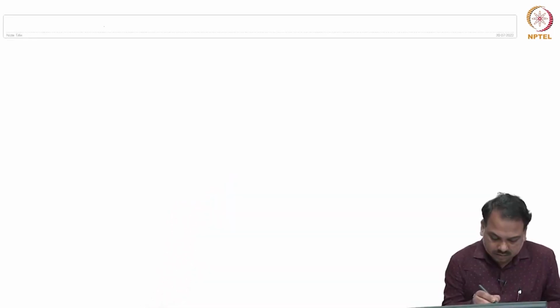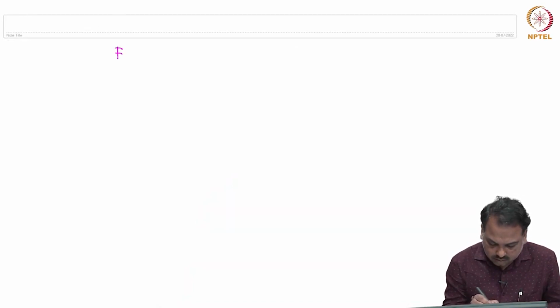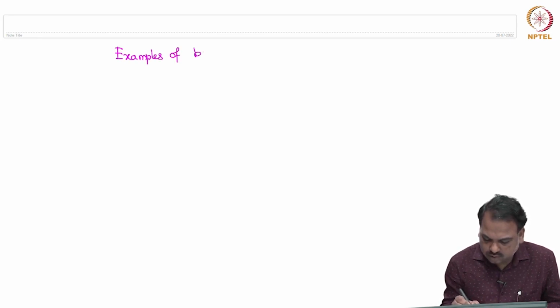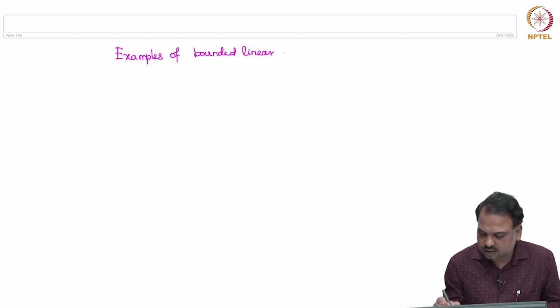Hi everyone. Today we are going to discuss examples of bounded linear operators. In the last class we discussed how to define a bounded linear operator and how to define a norm for a bounded linear operator. And today we are going to see many examples and how to compute the norm of an operator. So the title for today is examples of bounded linear operators.